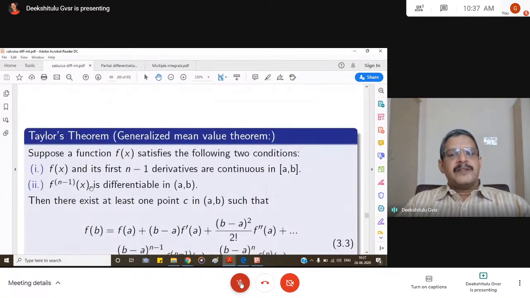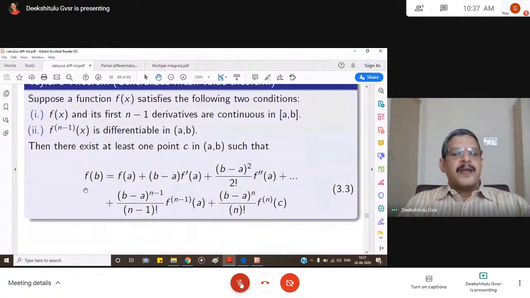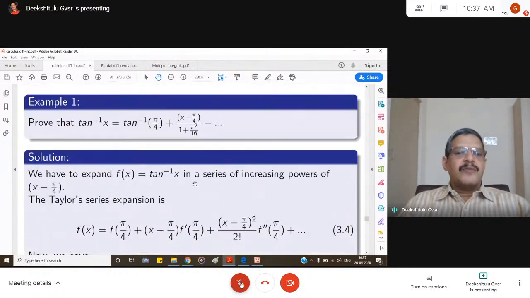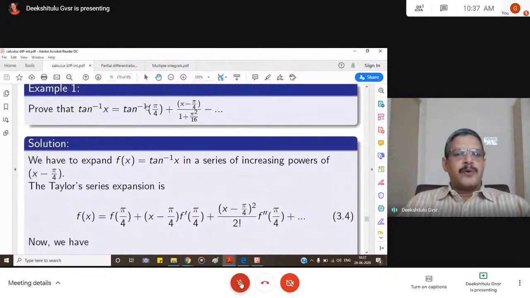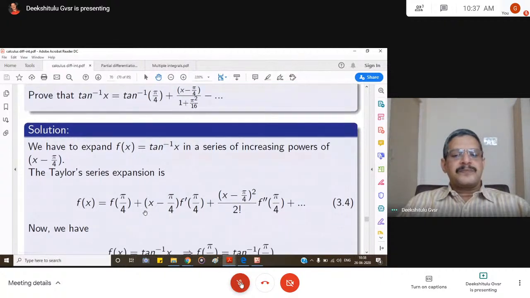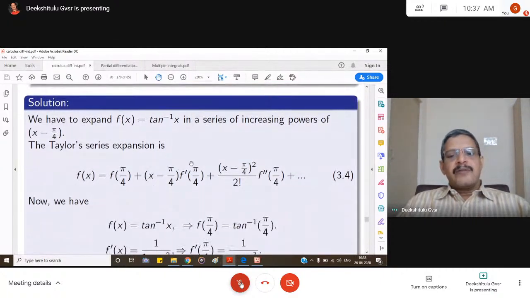If you go back once to Taylor's theorem, and put b equal to x and keep a as it is, what happens? f of x is equal to f of a plus (x minus a) f dash a plus (x minus a) whole square by 2 factorial f double dash a, and so on and so forth. We use this here for this problem. If we put a equal to pi by 4 and b equal to x in Taylor's theorem, this is what we get. The only thing you have to do is find f dash, f double dash, and so on.